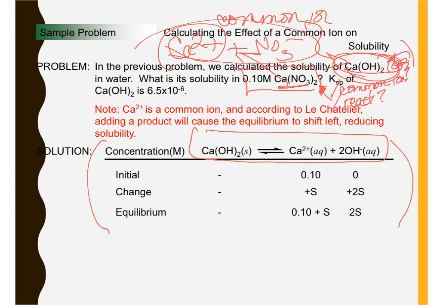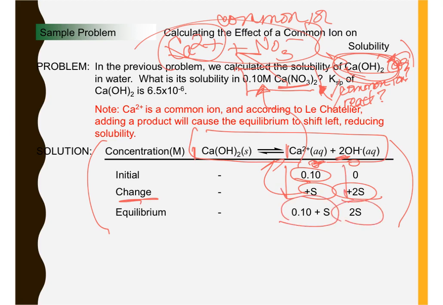However, notice that normally the products, their initial concentration is 0. If you have a common ion present, the initial concentration is the concentration of that common ion, in this case 0.1. Okay, and that's the only difference for a common ion. So then the change, of course, is always related to the stoichiometry, the coefficients. So we're going to call the concentration of calcium ion S. And since there's a coefficient of 2 in front of the hydroxide, that's 2S. Then just add everything up.